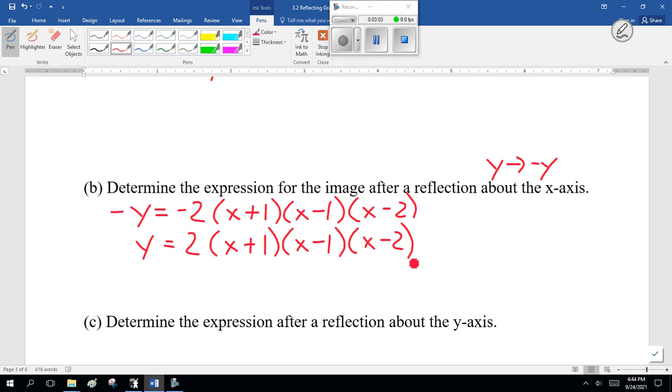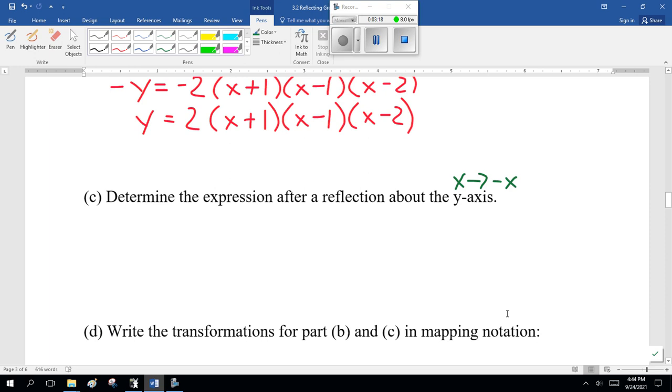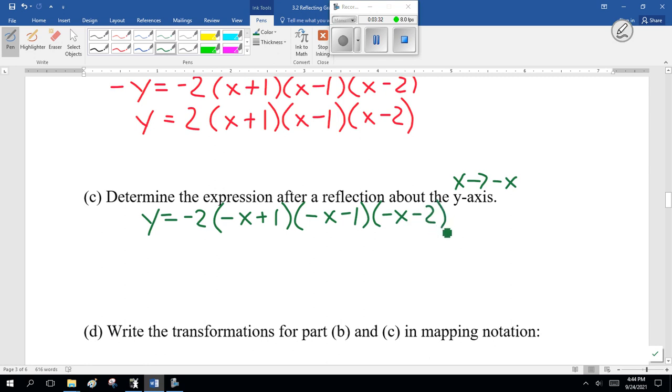Now, determine the expression after reflection across the x-axis. Sorry, across the y-axis, my bad. That's x goes to minus x. This one gets a little sneaky. Now, this is badly worded, but I think we're referring to the original equation. Minus 2 times, this would be minus x plus 1, minus x minus 1, minus x minus 2. All right?